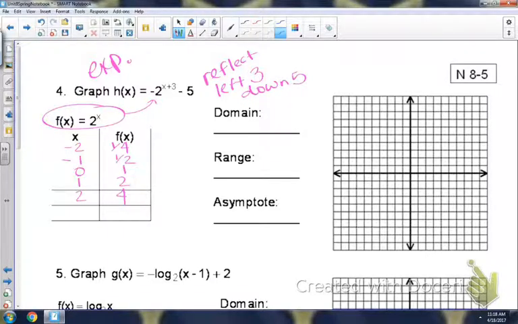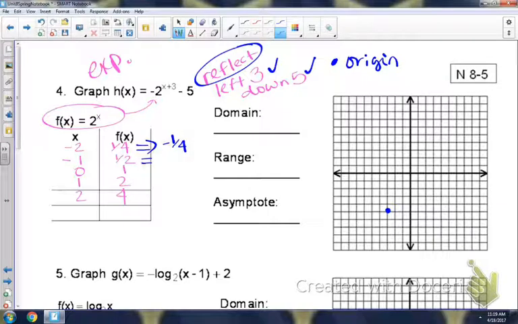Okay, so again, we're going to shift our origin. We need to shift left 3, 1, 2, 3, and down 5. 1, 2, 3, 4, 5. There's my new origin. So that blue point is my origin. So we shifted. Now we need to reflect. Remember we talked about on the reflection, we're changing the sign of each original y value. So now it's a negative 1/4, negative 1/2, negative 1, negative 2, and negative 4. So we're having to change the sign of each one.